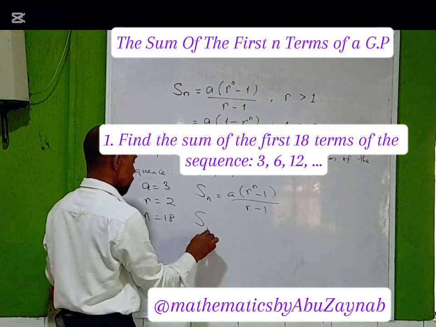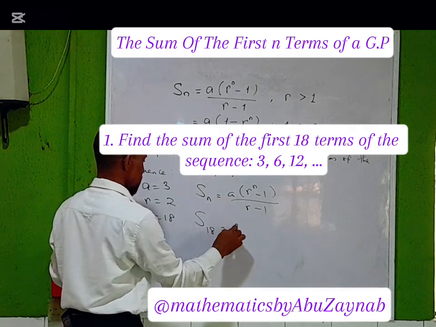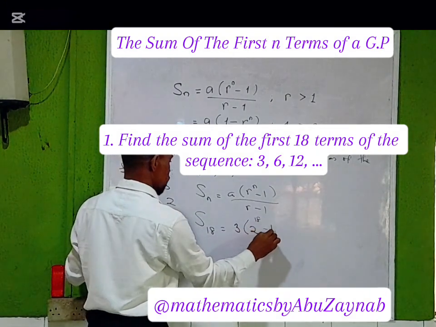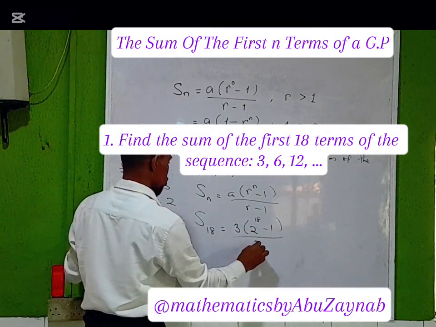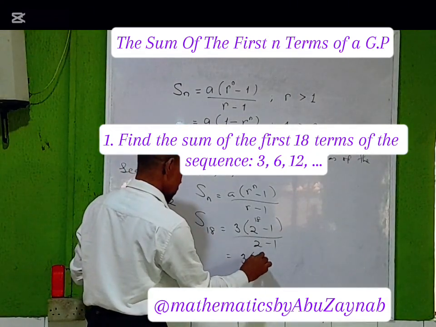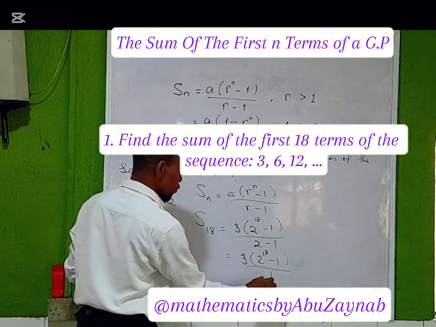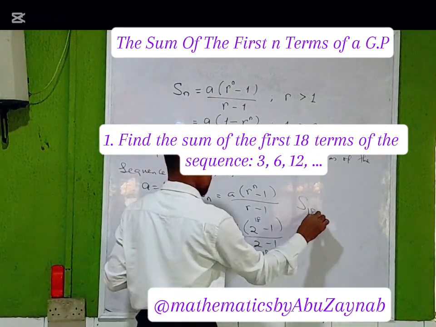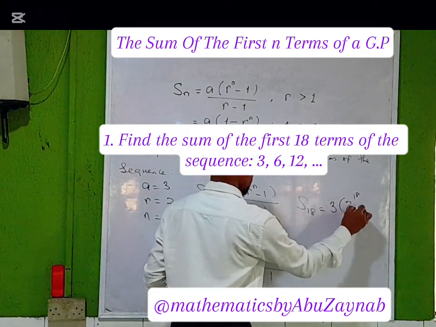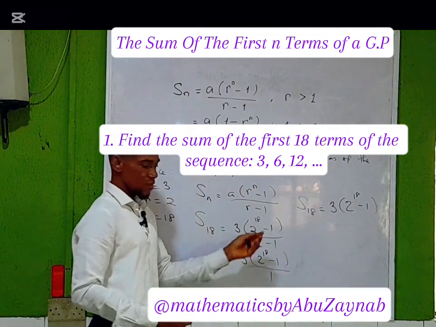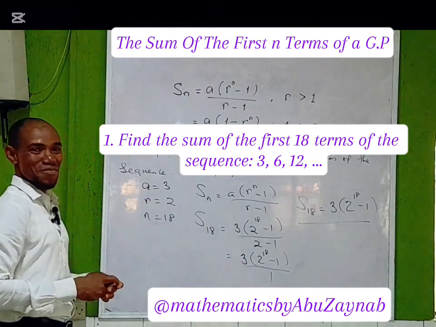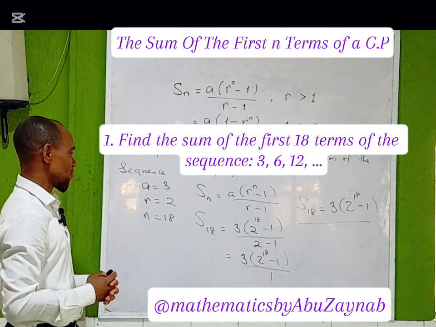So in other words, we're looking for the sum of the first 18 terms. a is 3, r is 2, so we have 3(2^18 - 1)/(2 - 1). If we simplify this further, we have 3(2^18 - 1) over 2 - 1, which is just 1. The sum of the first 18 terms is simply 3(2^18 - 1), since anything over 1 is that value. That is the end of the solution to that problem, which I think is quite straightforward.